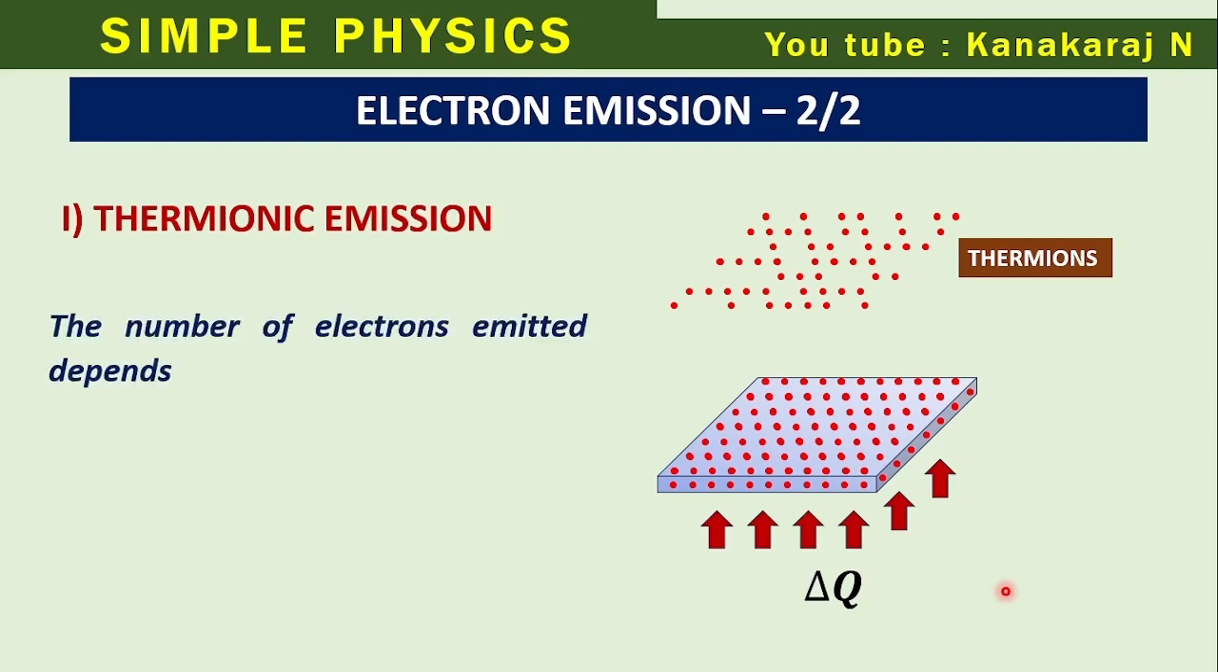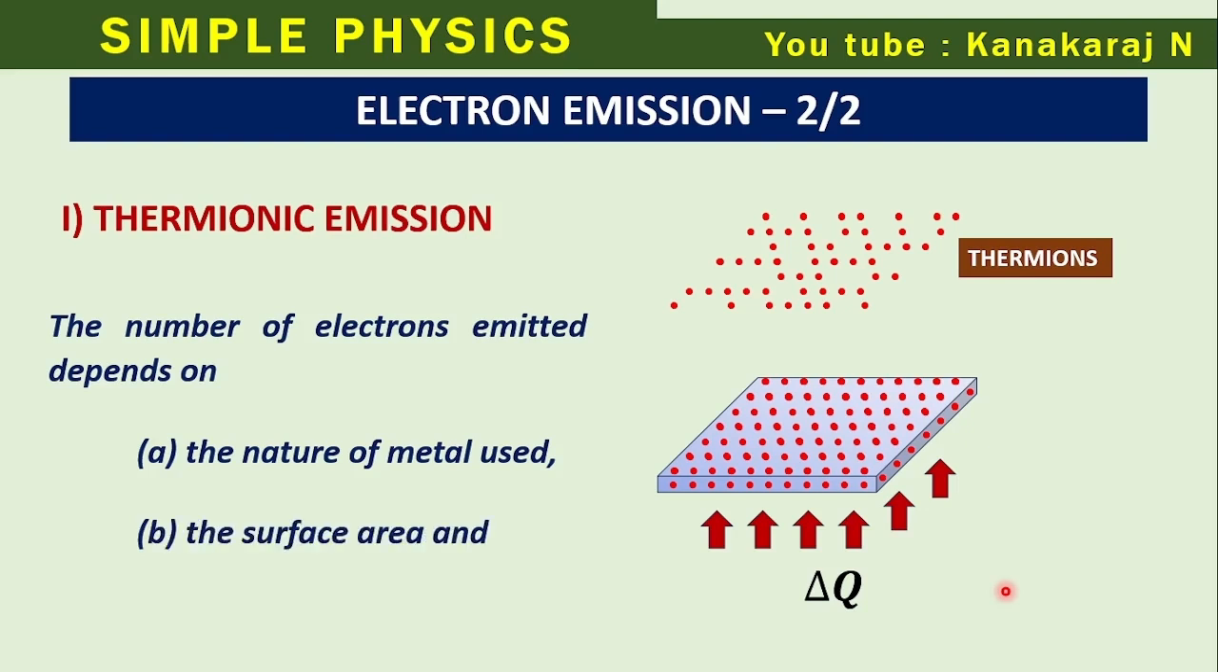The number of electrons emitted depends on: 1. The nature of the metal used. It is better to use metal oxide to get more thermions. 2. The surface area. The more the surface area, the more thermions. 3. The temperature. The more energy supplied, the more thermions.